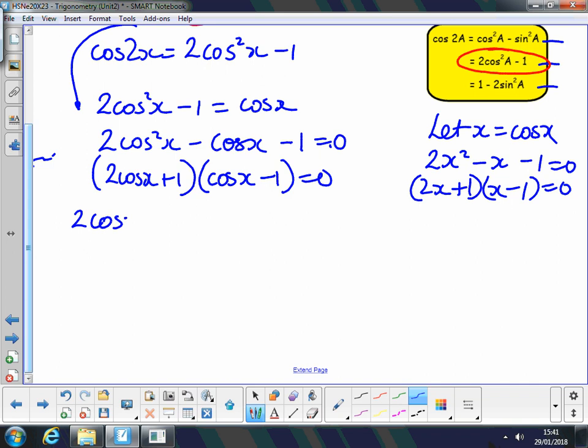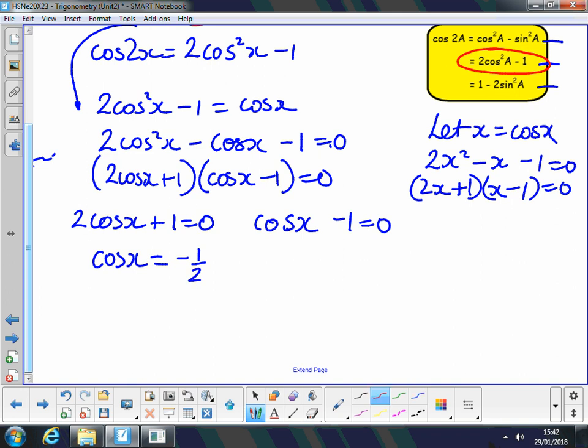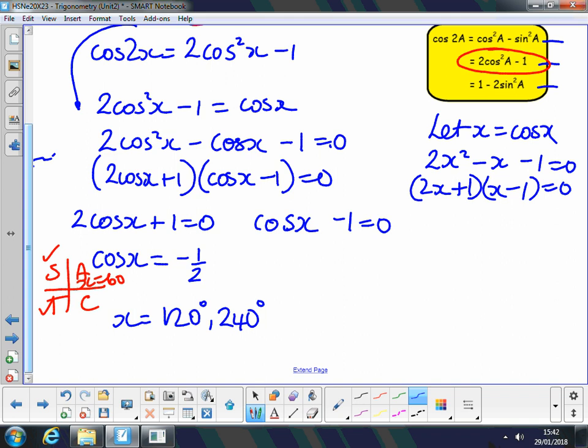So on the left hand side we've got 2 cos x plus 1 is equal to 0, and we have cos x minus 1 is equal to 0. So we're going to get cos x on its own, subtract 1 from both sides, divide by 2, so cos x is equal to negative a half. Okay, and like before, cos x is negative in here and in here, and your exact values, it's when x is equal to 60 degrees. So our two answers from there are going to be x is equal to 120 degrees and 240 degrees. Now move over to the right hand side.